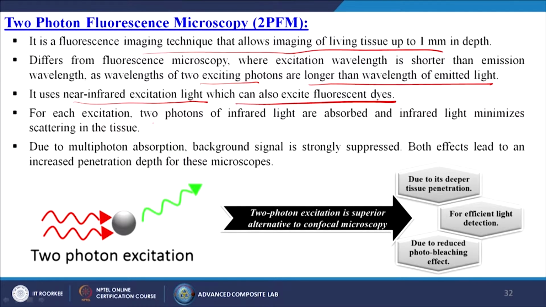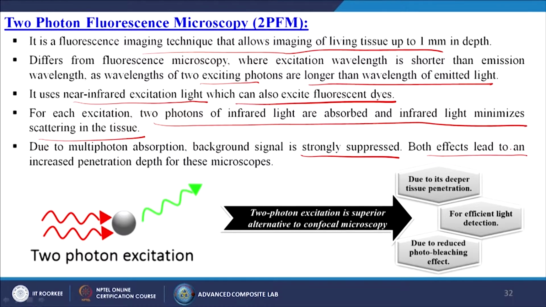For each excitation, 2 photons of infrared light are absorbed, and infrared light minimizes scattering in the tissue. Due to multi-photon absorption, background signal is strongly suppressed. Both effects lead to an increased penetration depth for these microscopes. So, generally we are doing it by 2 photon excitation, due to its deeper tissue penetration, efficient light detection, and reduced photobleaching effect. So, of course, 2 photon excitation is better. It is an alternative to confocal microscopy.